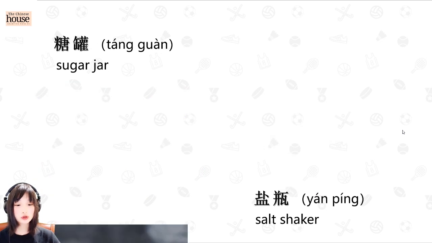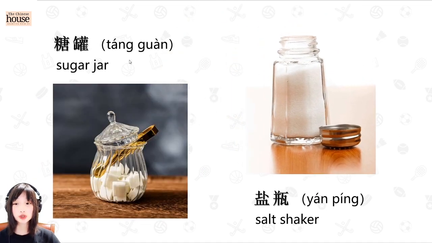And then salt shaker and sugar jar. 糖罐 sugar jar. 糖 second tone, 罐 first tone. 糖罐. Salt shaker or salt bottle or salt jar, 盐瓶, both second tone. 盐瓶.